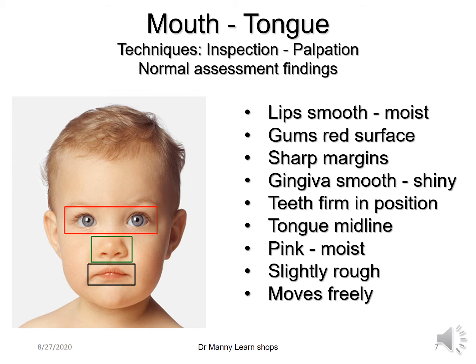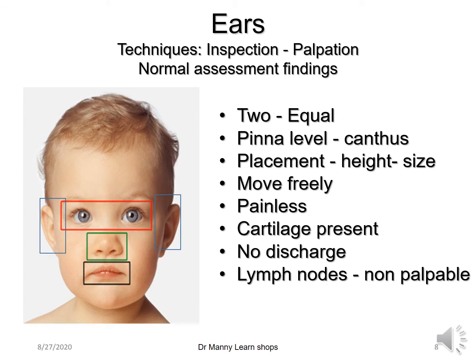When we look at the ears, we'll be using inspection and palpation again, but typically you won't even be using palpation unless you detect a problem. The normal findings are that you have two ears, and the pinna, or the top of the ear, is level to the canthus of the eye. The placement, height and size are equal. You can move your ears freely with your hands. There's no pain, and there's cartilage present in your ears. They're not floppy; they don't flop down. They have structure and support. They don't have a skeleton, but they've got a cartilaginous skeleton. There's no discharge, and the lymph nodes, pre and post, lateral and inferior, are non-palpable.